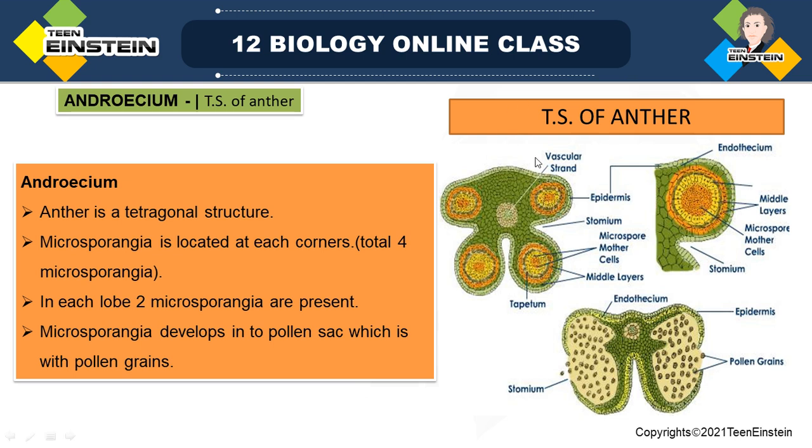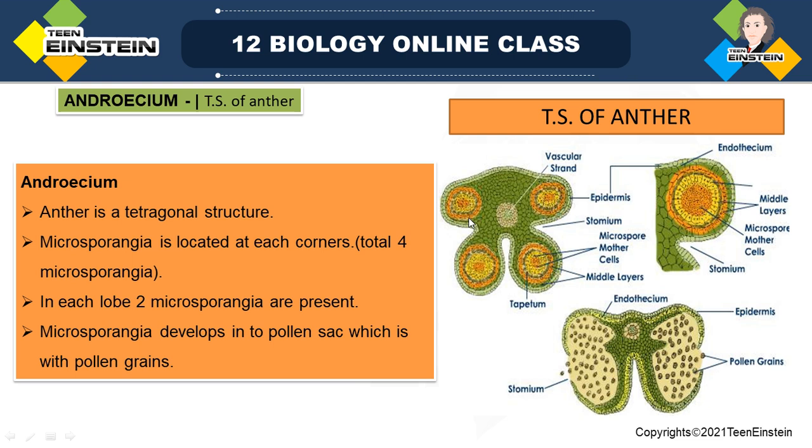We can see the structure of the anther like this. The anther is a tetragonal structure. Anther has a tetragonal structure, or it has four sides. You can see four sides, 1, 2, 3, 4. See this butterfly shaped structure. It has four sides: first one, second one, third one, and fourth one.